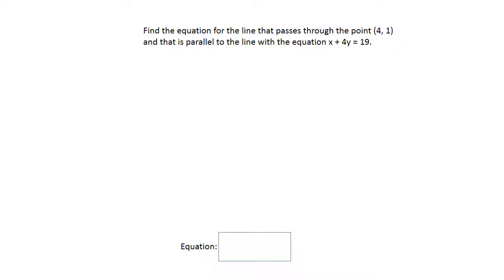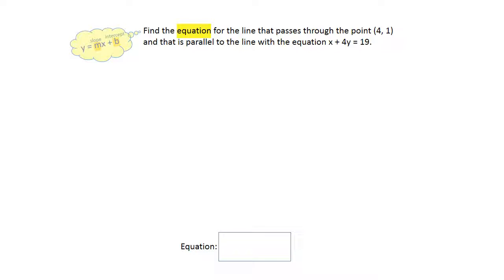In this example, we're going to find the equation for the line that passes through the point (4, 1) and is parallel to the line with the equation x + 4y = 19. So the first thing we're thinking about is we have to write an equation. Whenever we have to write an equation, we want to be thinking about that y = mx + b format, because all we need is the slope and the intercept. And once we have those two values, we can write our equation.